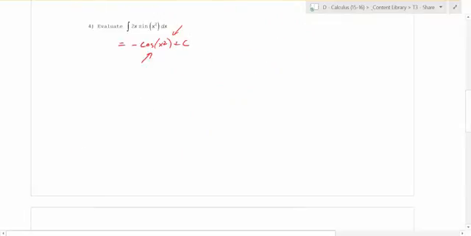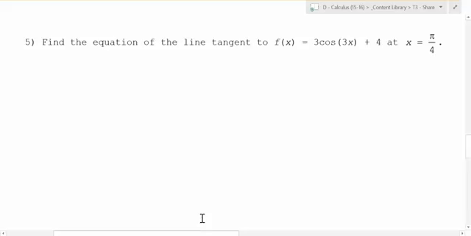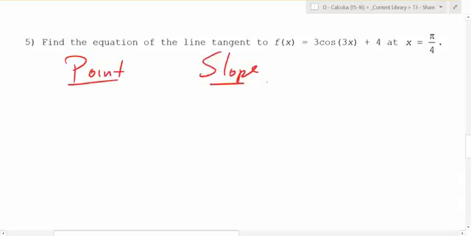So what if we don't notice that it's like in derivative form? Well, you need a point and a slope for this, right? That's what you need. So what's the easier one to find?